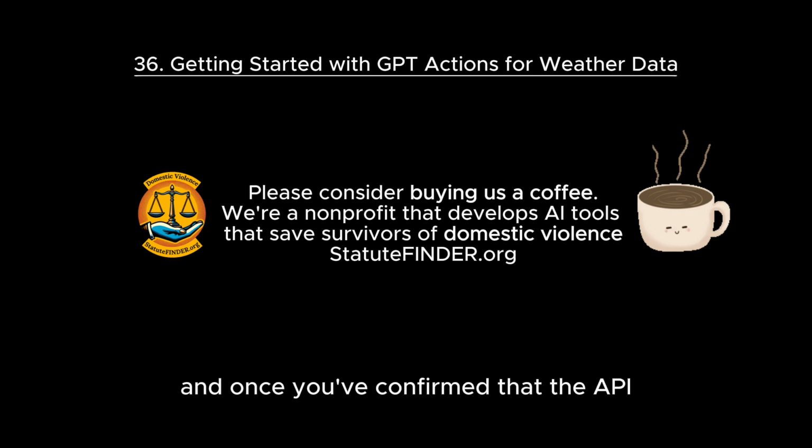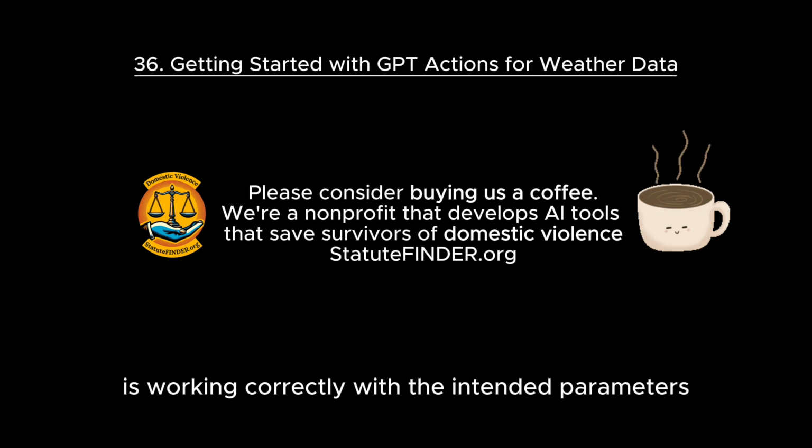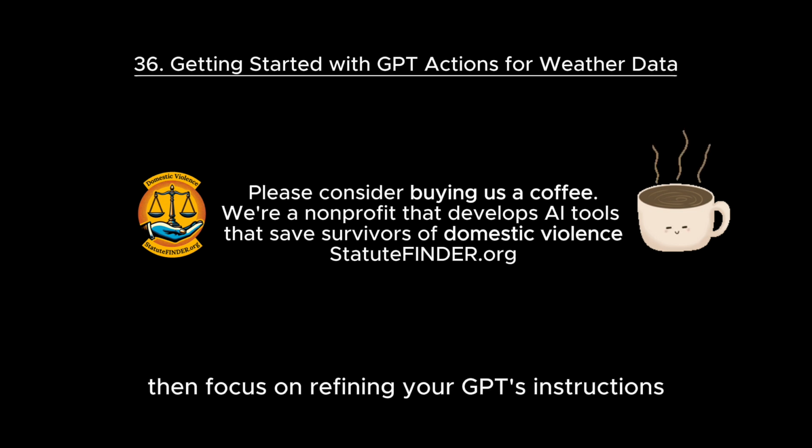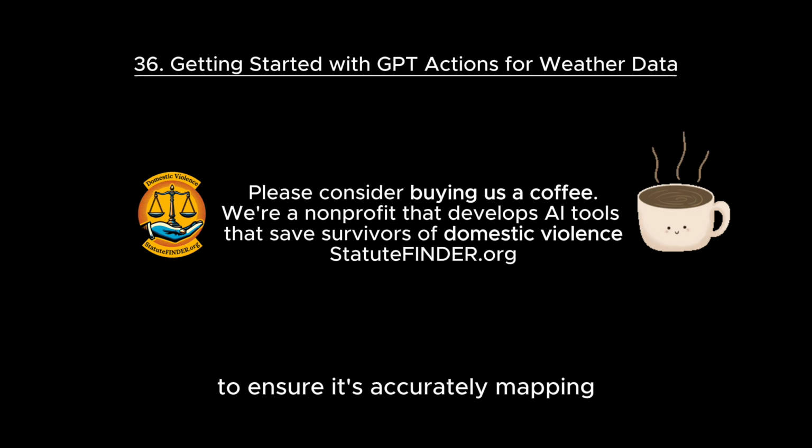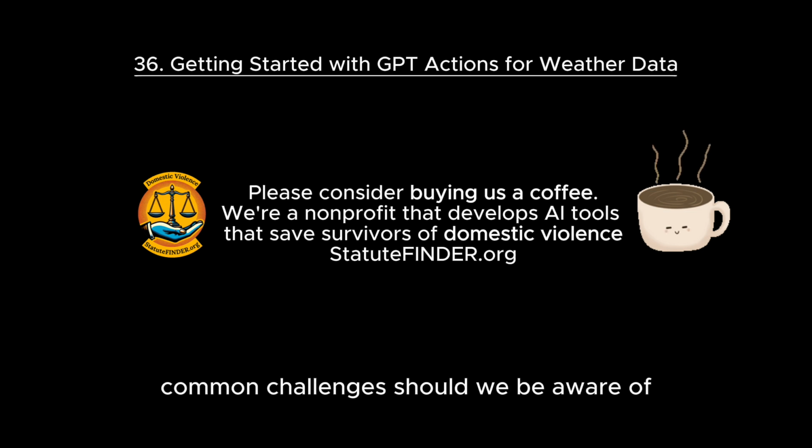Precisely. And once you've confirmed that the API is working correctly with the intended parameters, you can then focus on refining your GPT's instructions to ensure it's accurately mapping the user's input to those parameters. Okay, so we've covered calling the wrong endpoint, messing up the parameters. What other common challenges should we be aware of?